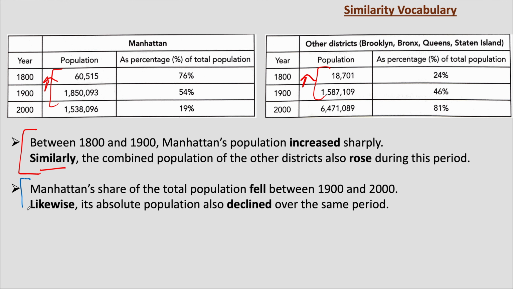In this second example, we are only referring to this first table. We are saying that the percentage dropped in these years and also the numbers dropped.